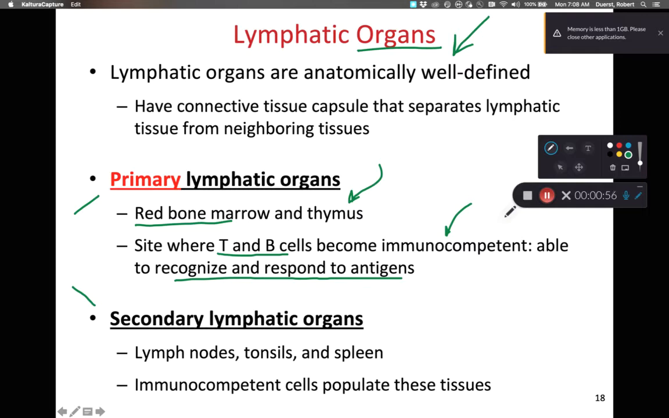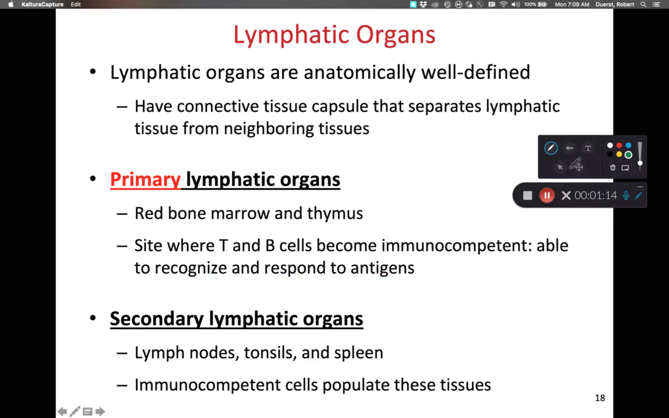Our secondary lymphatic organs are the lymph nodes, tonsils, and spleen, and we'll talk about those as well. We should mention that in these secondary organs, the lymphocytes don't become immunocompetent, but instead immunocompetent lymphocytes will populate or travel to those tissue types and hang out.